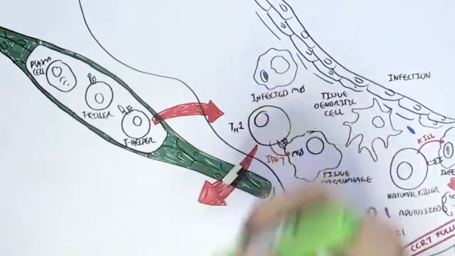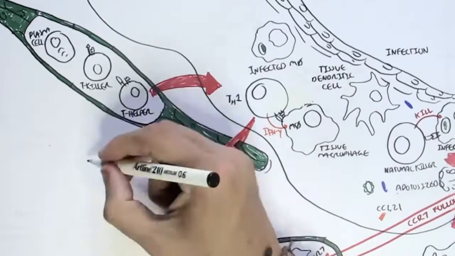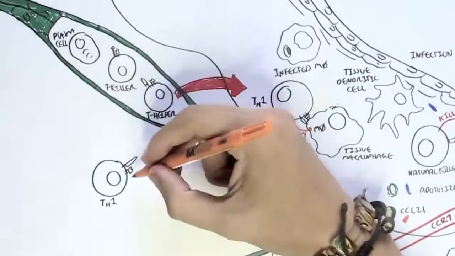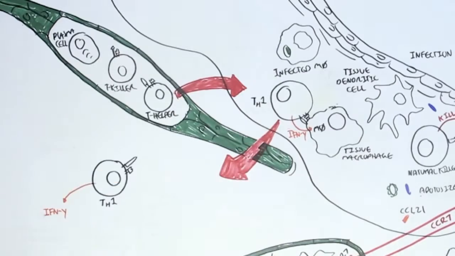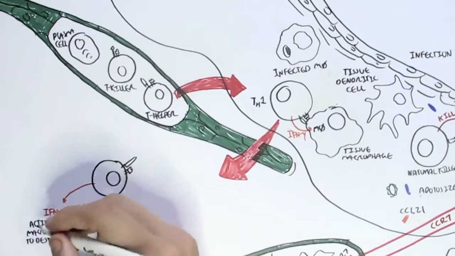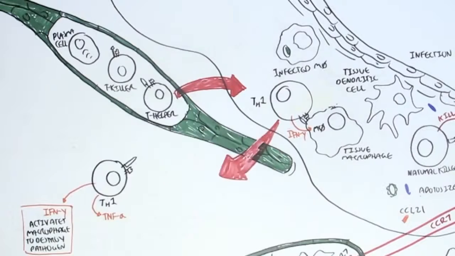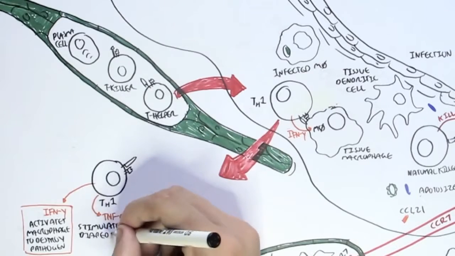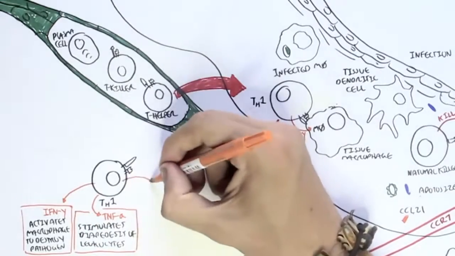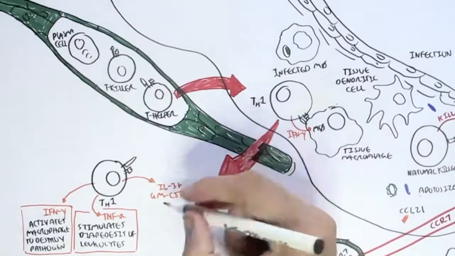Let's have a closer look at the T helper 1 cell and look at its functions, what it secretes, and how it promotes the immune response. So T helper 1 secretes interferon gamma, and this activates macrophages to destroy pathogens. T helper 1 also secretes TNF alpha, which stimulates diapedesis of leukocytes so that the leukocytes can enter the injured or damaged tissues or infected tissues much more easily.